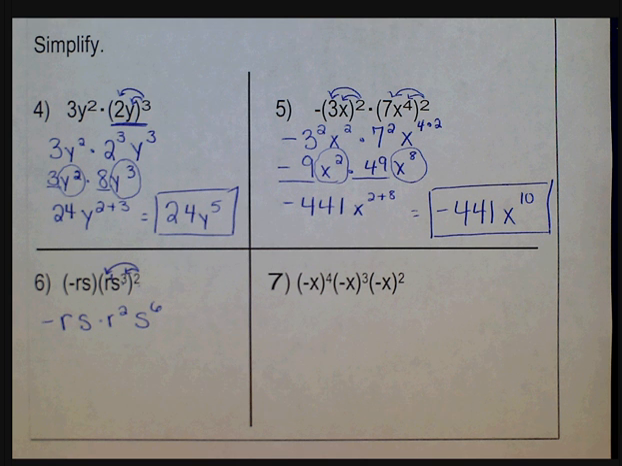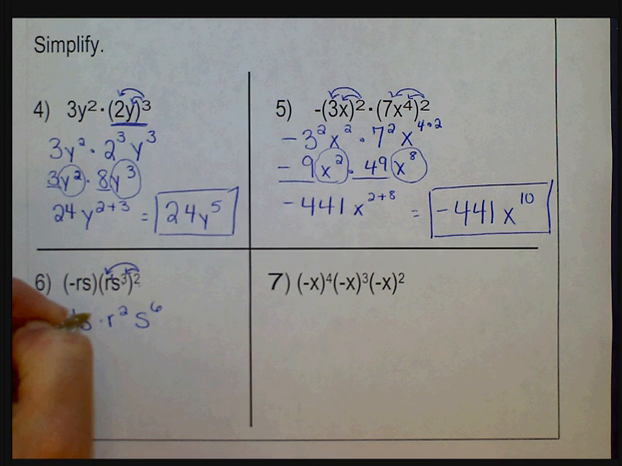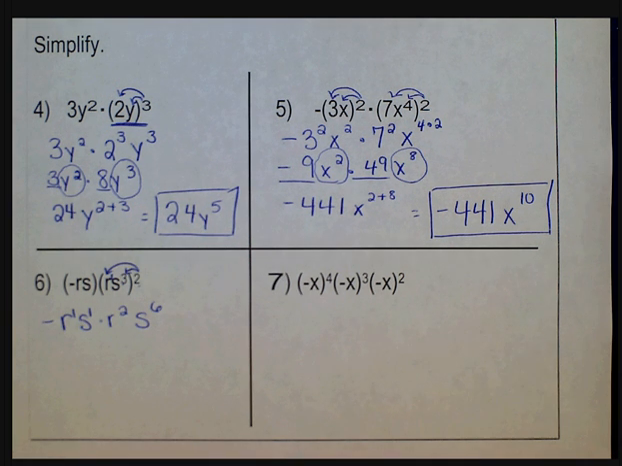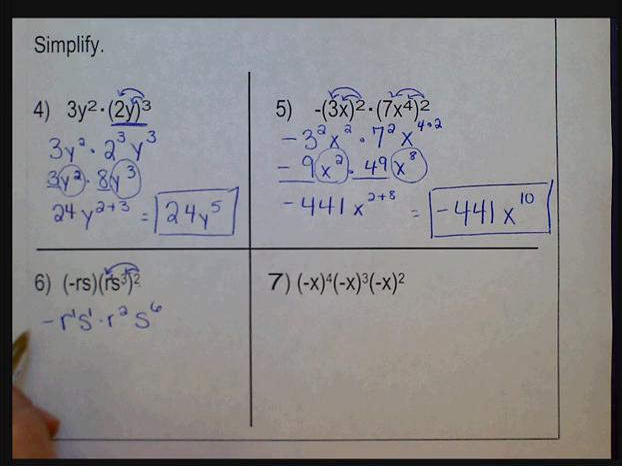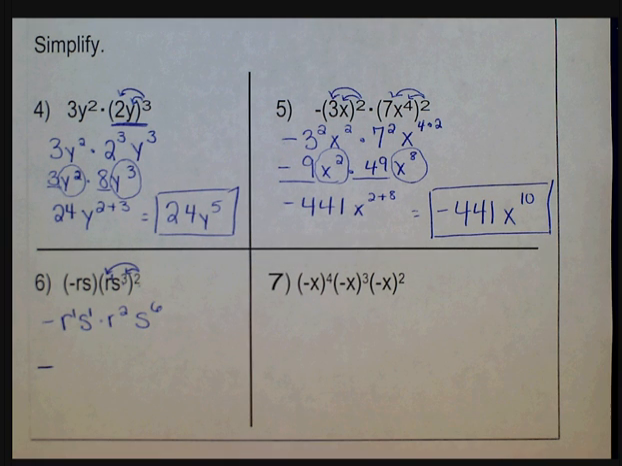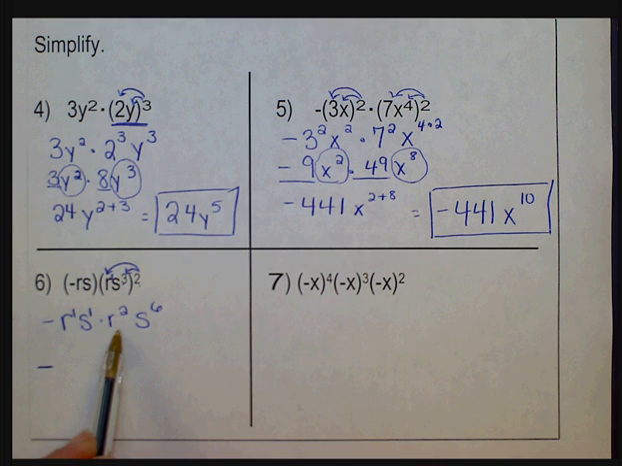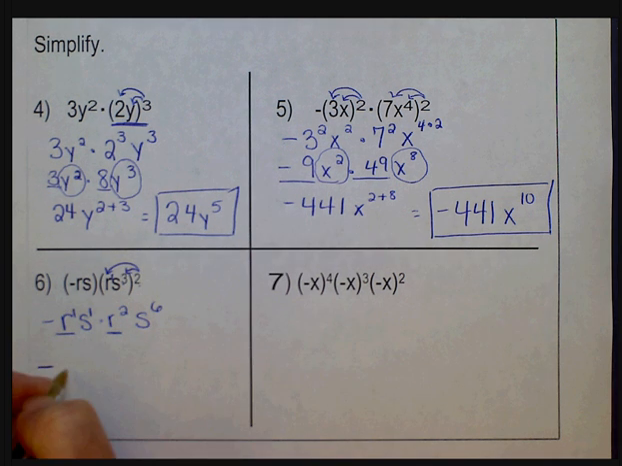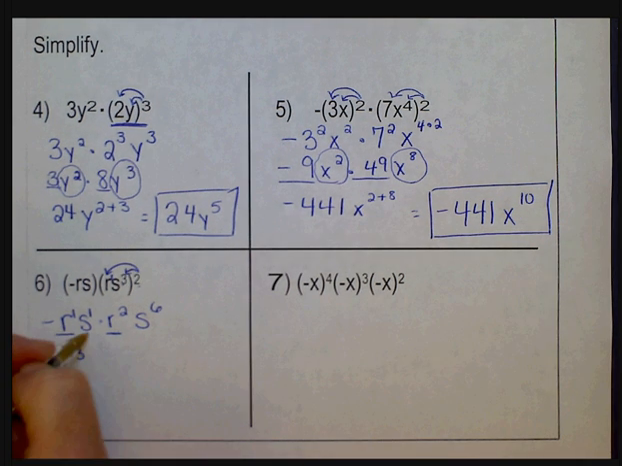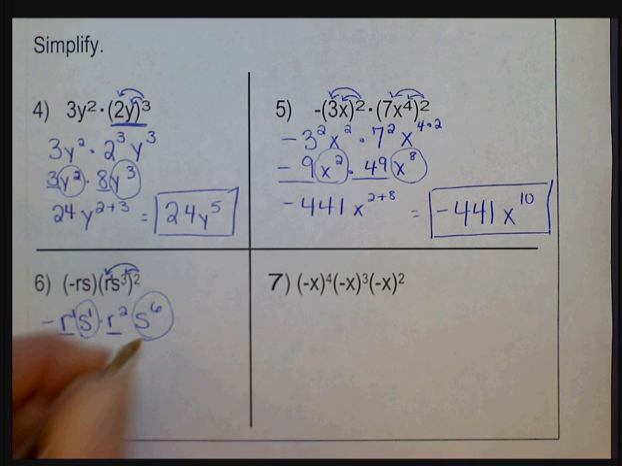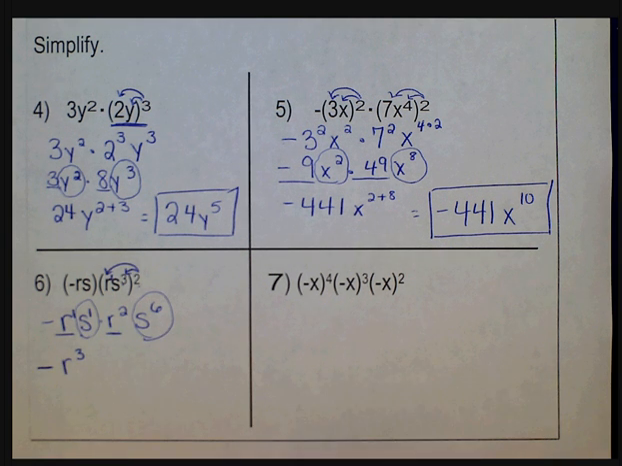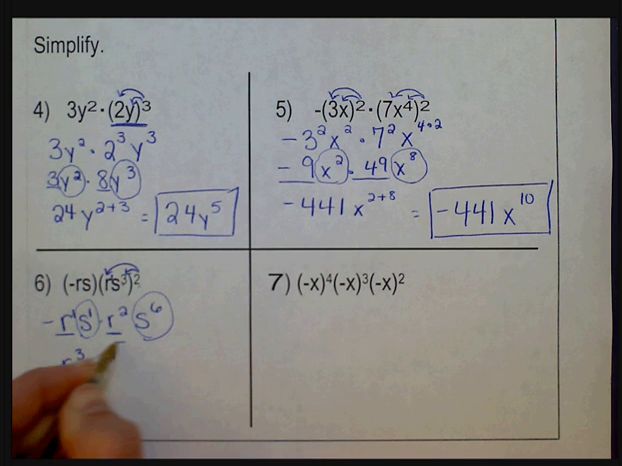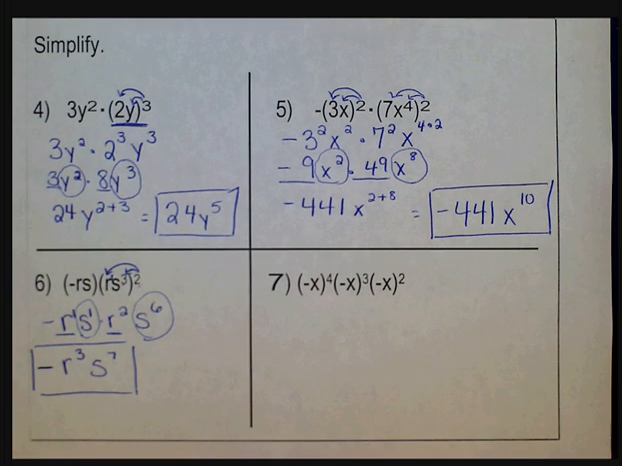Now I'm ready to look at my like bases being multiplied and add the powers. Sometimes it helps to put the 1 there so you remember that you're adding 1 when you just have an r and an s. So the negative just means our term is negative. R to the 1st times r squared, here are your like bases. Add the powers. 1 plus 2 is 3, so we have r to the 3rd. And then s to the 1st times s to the 6th will be 1 plus 6, so that'll be s to the 7th power. So our final answer is negative r to the 3rd, s to the 7th.